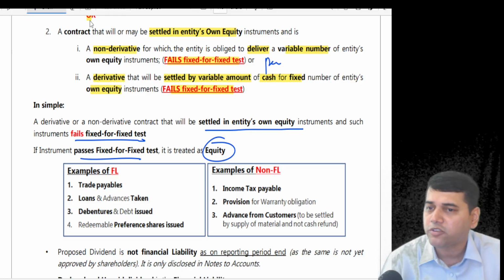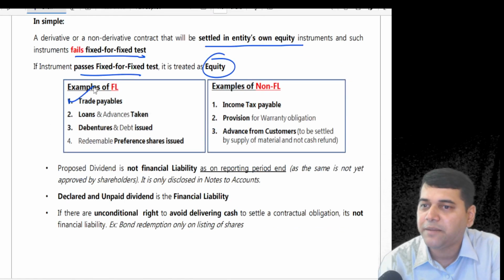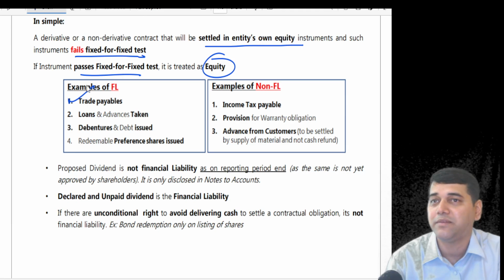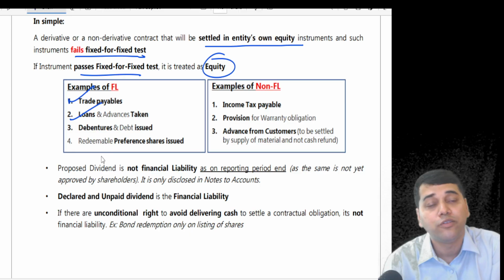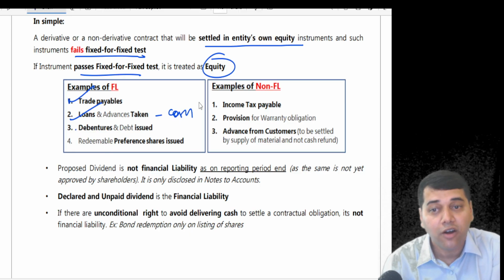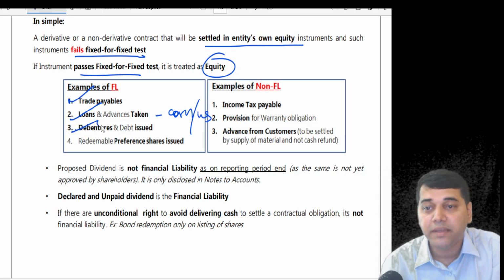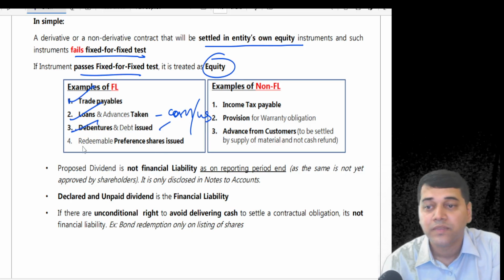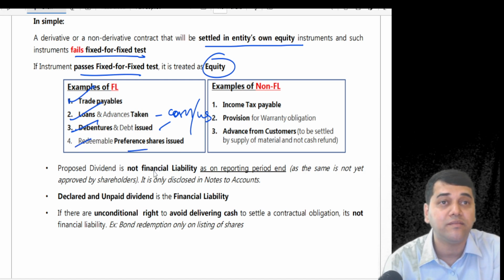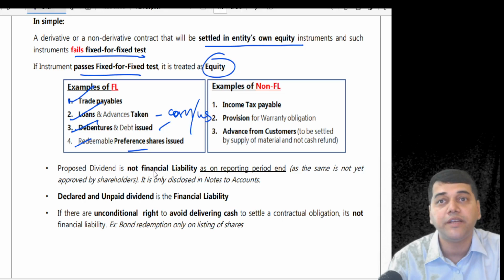Can you give me examples of financial liability? Trade payable. Now you go back to that Schedule 3 and see that list of financial liabilities they have given. Trade payable, loans and advances taken, which you have to repay by cash or variable shares, debentures or debts issued, redeemable preference shares. Irredeemable preference shares are treated as equity. Redeemable preference shares will be treated as a financial liability.